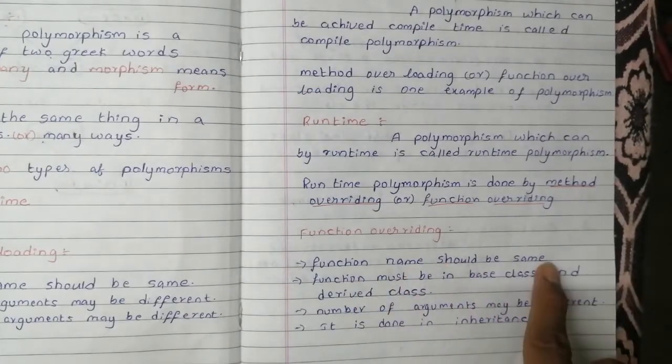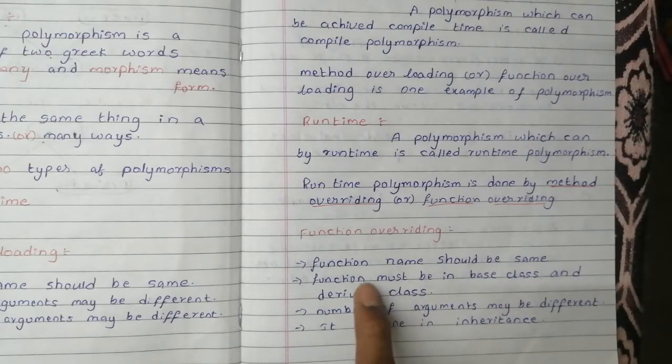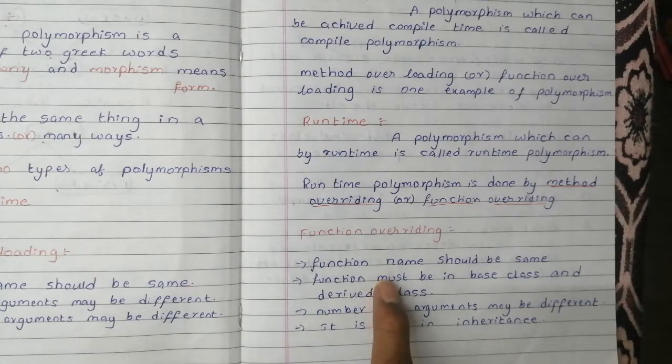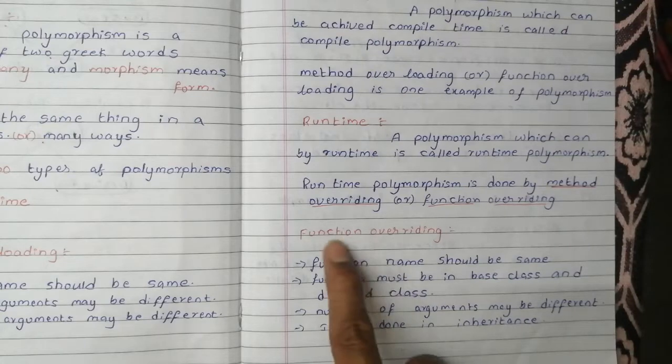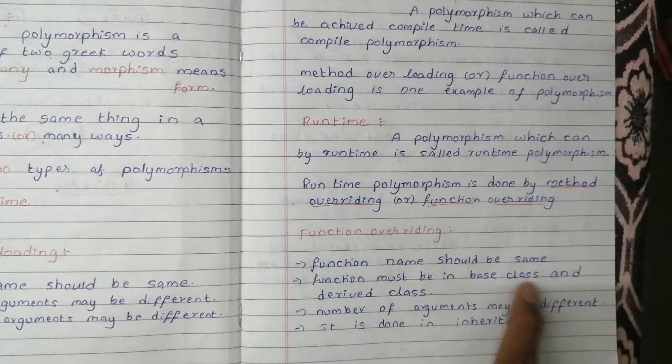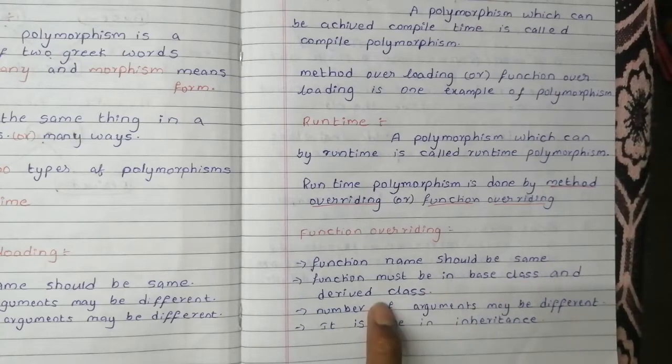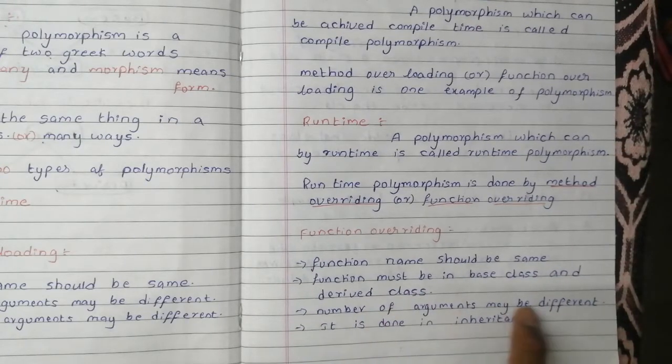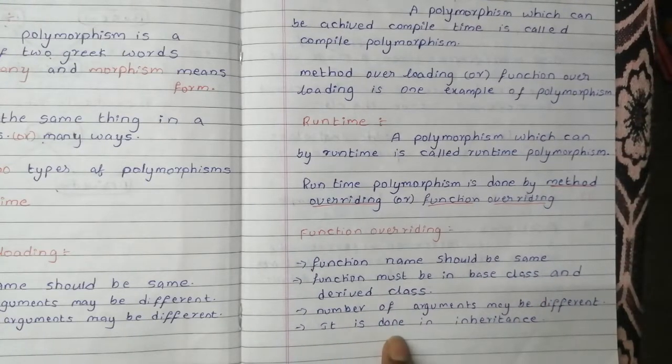The function name should be the same. The function must be in the base class and the derived class. So see here, in the first one, compile time polymorphism, the function name is the same but must be in the same class. But in function overriding, the function name must be the same, and one must be in the base class and another in the derived class. The number of arguments may be different. It can be done through inheritance.